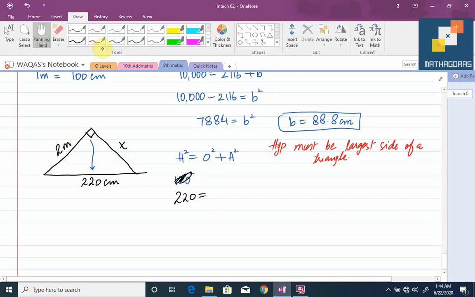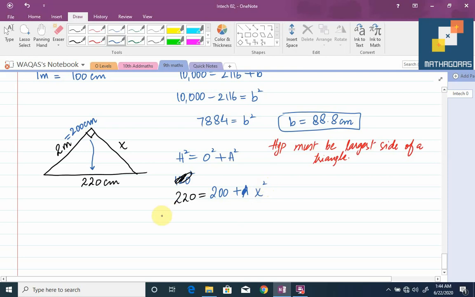Now hypotenuse is 220. Opposite is 2 meter, which means 200 centimeter. So 200 plus adjacent is x. So x square. Solve it.